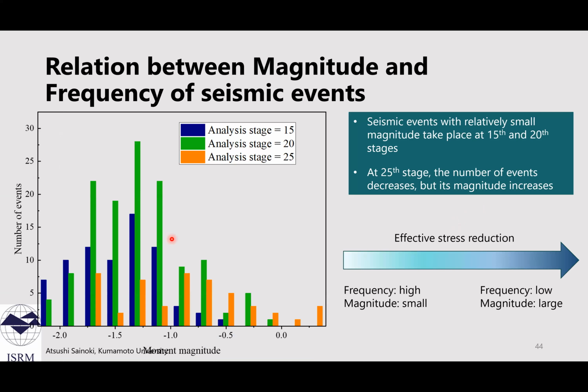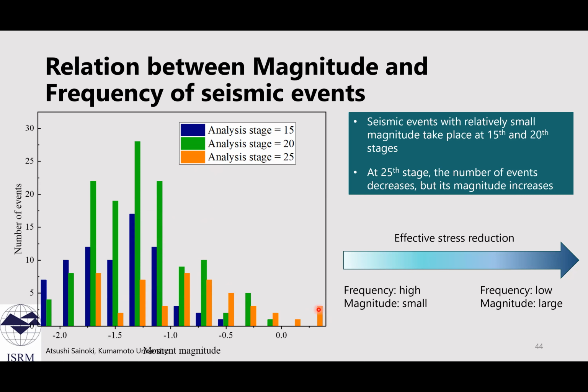And then this histogram shows the distribution of the moment magnitude for seismic events that took place in the 15th, 20th, and 25th stage. As can be seen, seismic events with relatively small magnitude take place at the 15th stage, the blue bars. But at the 25th stage, the number of events decreases, but the magnitude increases.